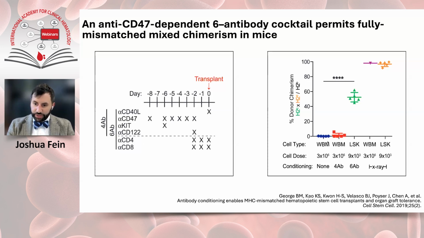And if we look at the outcomes with this 6 antibody cocktail, you can see that there's an ability then for the donor cells to engraft, and you get a stable mixed chimerism. On the right, you're seeing here an irradiation-based conditioning, and in that setting, you have generally 100% chimerism, but here you're able to achieve a stable mixed chimerism. And with the 4 antibody cocktail, the results are not really differentiable from not receiving any conditioning at all.